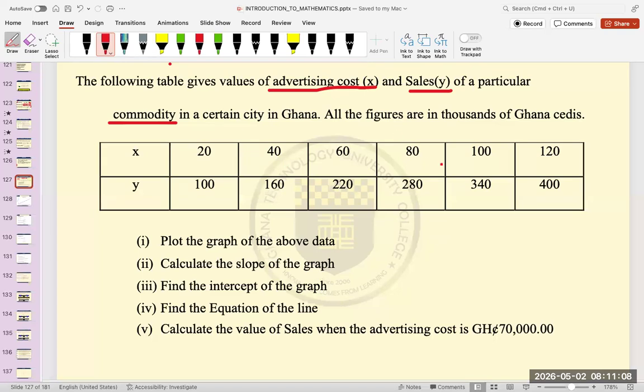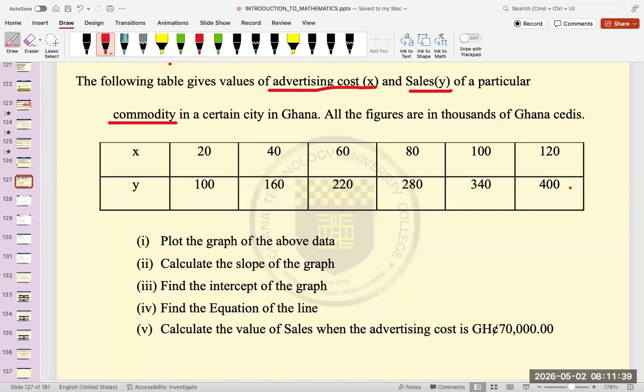20, 40, 60, 80, 100, 120. But once they are in thousands of Ghana cedis, you can say 20,000, 40,000, 60,000, 80,000, 100,000, 120,000. And then the sales is 100,000, 160,000, 220,000, 280,000, 340,000, 400,000.